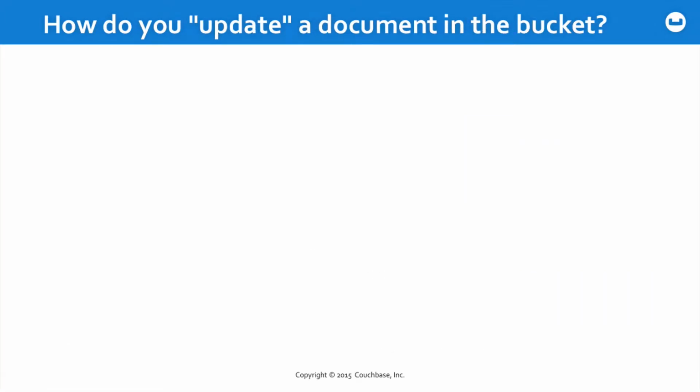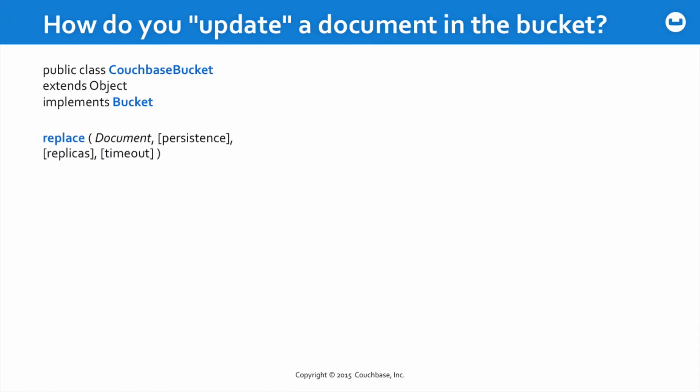So how do you update a document once it's already in the bucket? Well, the bucket exposes a replace method. It takes a document, likely a JSON document, and as you've seen in a related method, you can specify persistence, replicas, and a timeout here as well. So this replaces a document if it exists. It does test for the existence of the key before it does the update, and it does throw an exception if it doesn't already exist. Keep that in mind, the fact that a replace does test for existence.